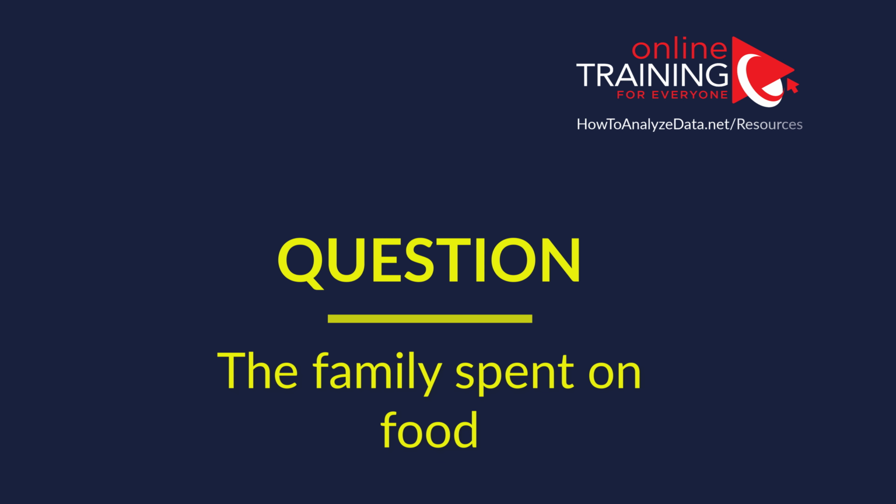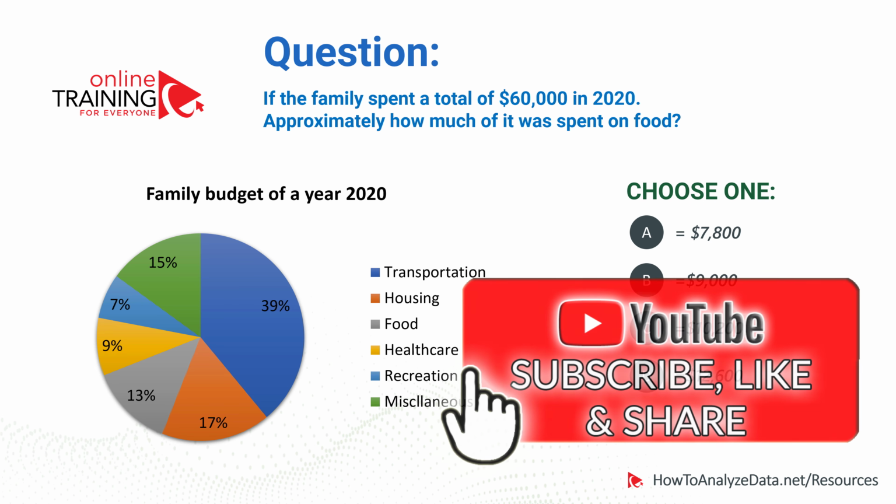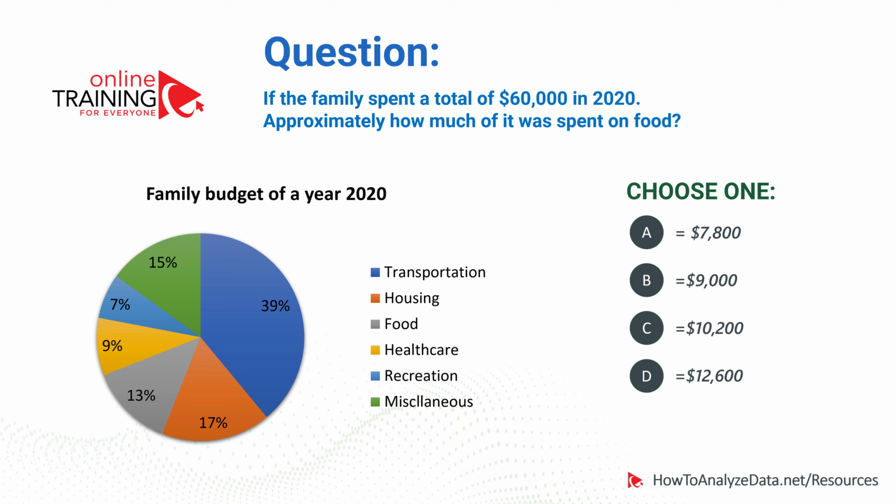Let's look at the question, which is very frequently used as part of various aptitude tests. You could see it as part of math reasoning, abstract reasoning, numerical reasoning, and a lot of other tests. If the family spends a total of $60,000 in 2020, approximately how much of this was spent on food?